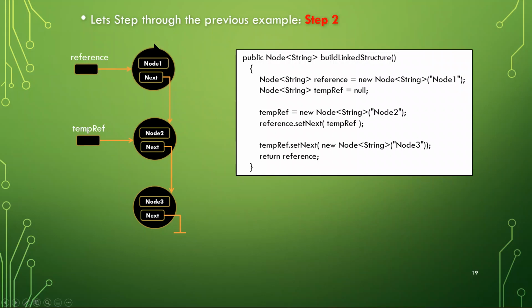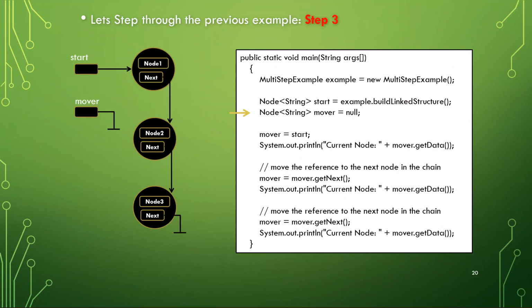Here at the end is the return. We're just returning the reference, so it returns the address for this first object. Reference and temp reference are local variables, so after this method call they'll disappear, but we'll still have all of these because they were allocated in memory, and we'll still have access to them. When we come back here, the link to the first node is saved into start, and we still have the rest linking down to each other to create the link structure, and we have our mover reference set to null in the beginning.